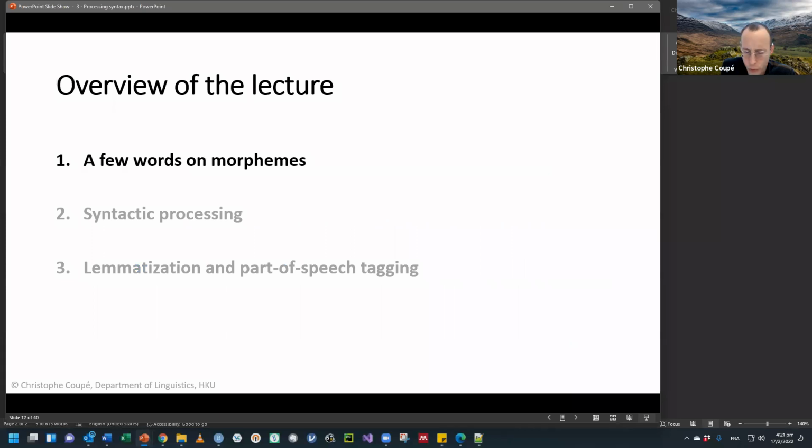Once again, I want to cover a few words on morphemes. I want to tell you a little bit about morphemes. You know that without knowing it, maybe. Then syntactic processing, and then lemmatization, and what we call part of speech, POS tagging.